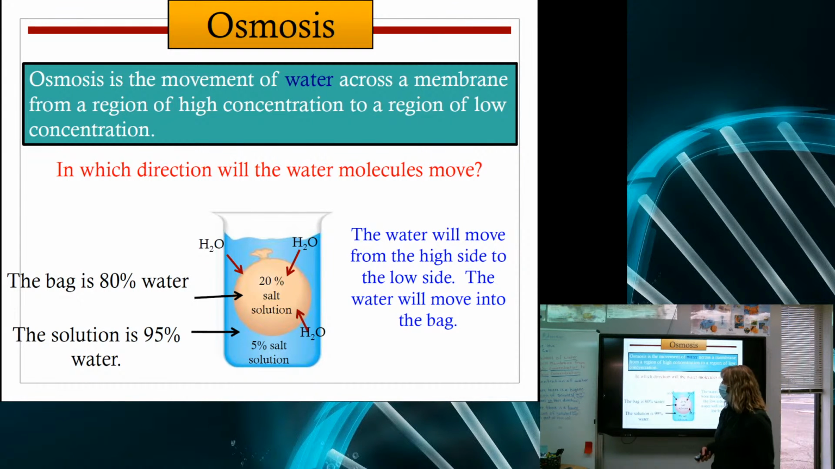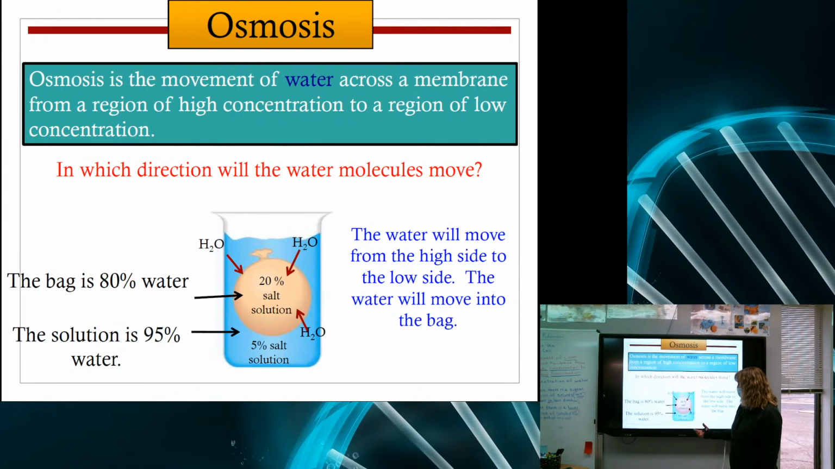The next one is hypertonic. Hyper means there's a higher concentration of solutes. If you look at this picture, it says 20% salt on the inside. The outside says 5% salt. So where is the higher concentration of solute? It's inside the cell, because there's 20% salt in there. Where there is a higher concentration of solute, that is hypertonic. Lower concentration of solute, it is hypotonic.